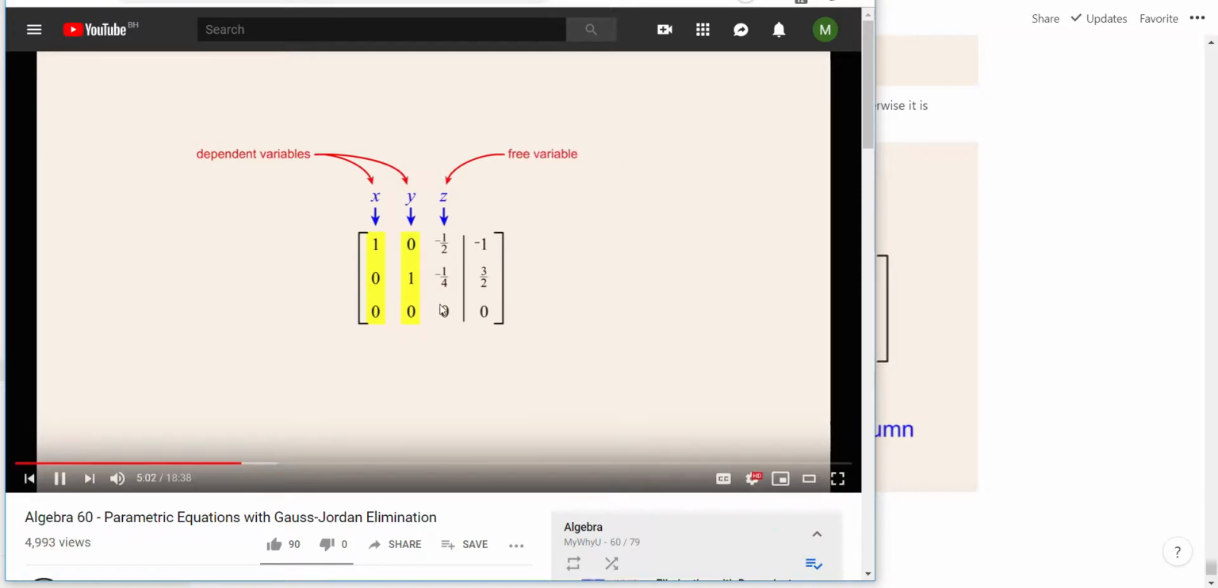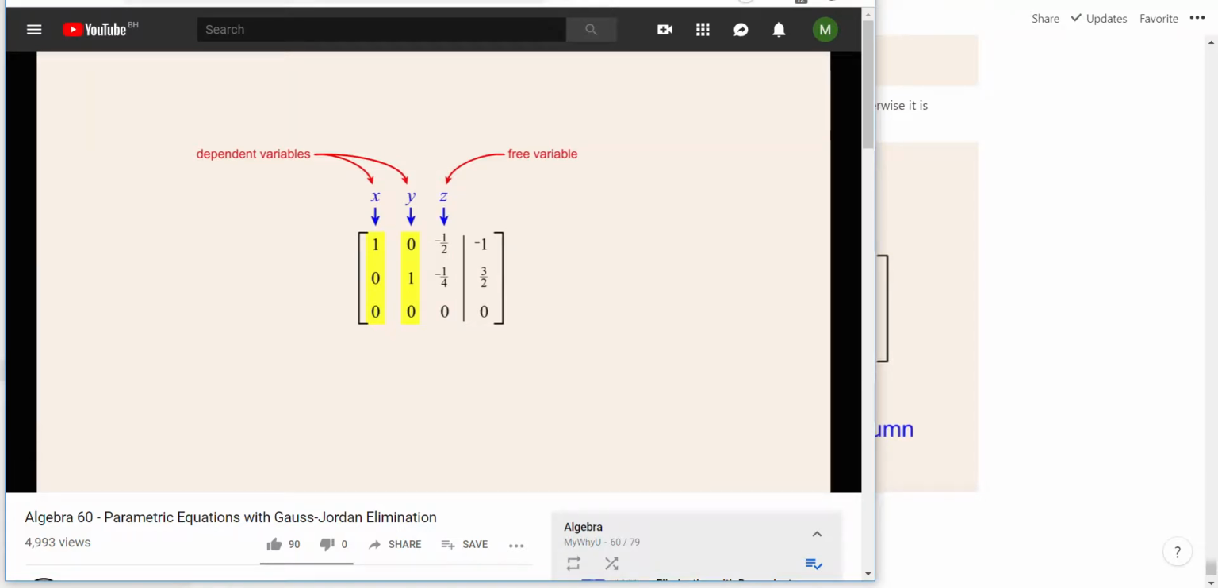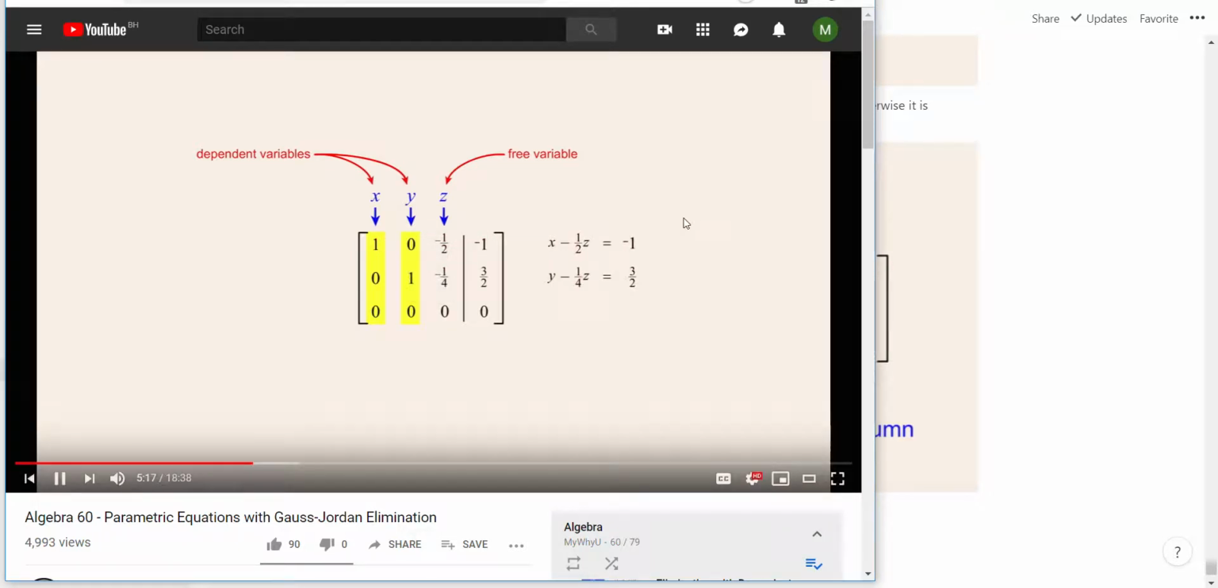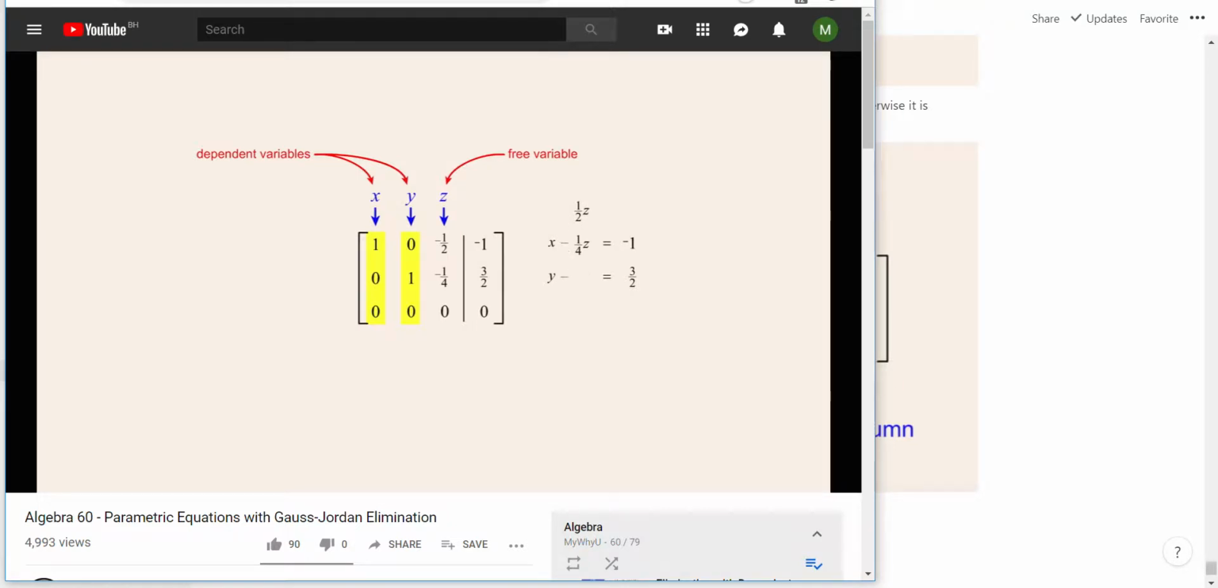To create a parametric description of the system's solution set, we first convert the non-zero rows of the matrix into equations, then rearrange the equations so that the dependent variables are alone on the left side. This gives us equations which express the dependent variables as functions of the free variables.